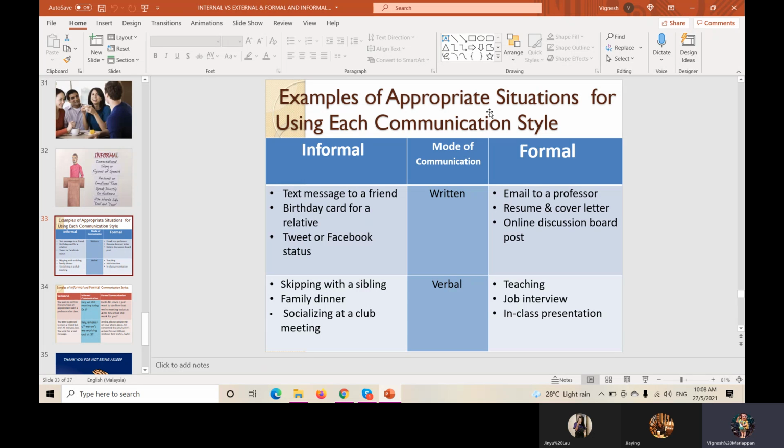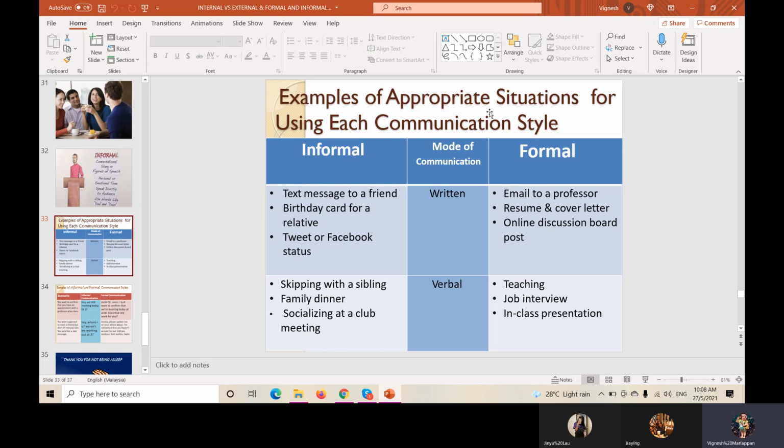Okay, now you know, right? After the informal slides, we are in slide 33, the examples of appropriate situations for using each communication style. We have formal and informal, right? Let's say formal: you email your professor, the resume, the cover letter, and the online discussion all happen in a formal way.